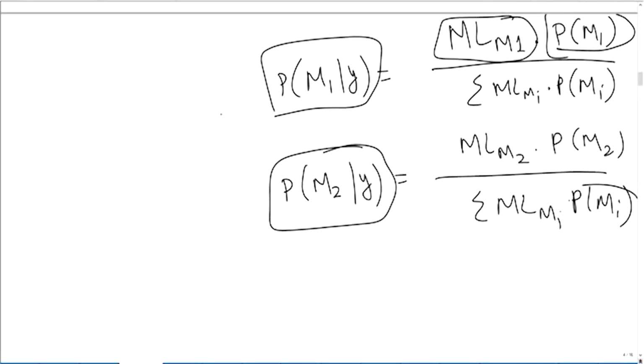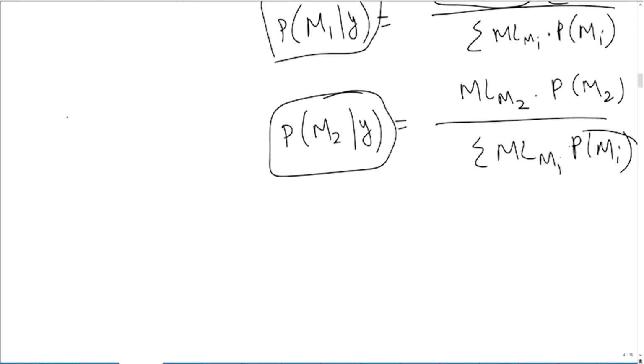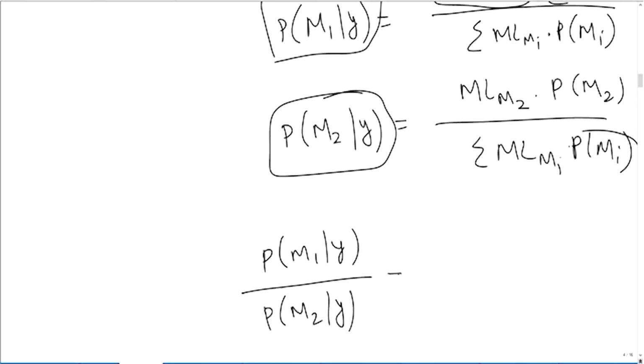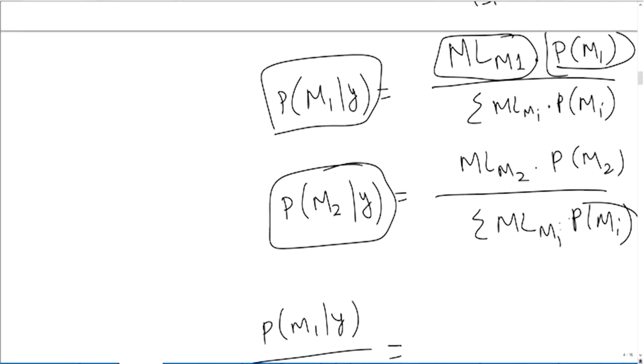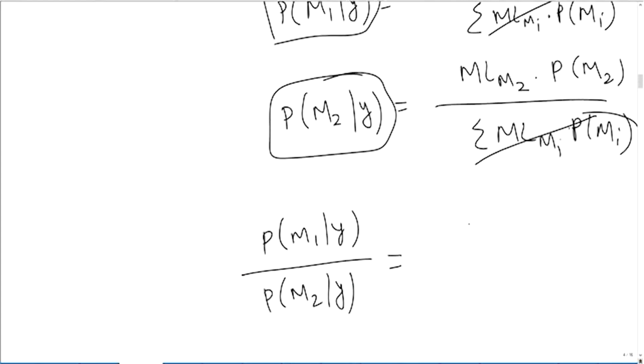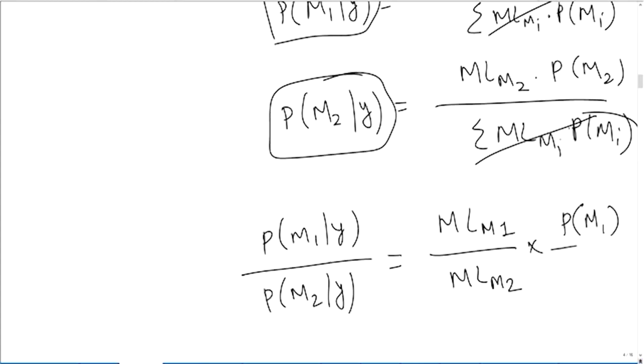What if I take the ratio, what if I divide equation 1 by equation 2, on both the right-hand side and left-hand side? Then I will get probability of M1 given y divided by probability of M2 given y, and here the denominator will cancel out because it is the same for both models. So, what you will be left with is marginal likelihood of model 1 divided by marginal likelihood of model 2, times prior probability of model 1 divided by prior probability of model 2.